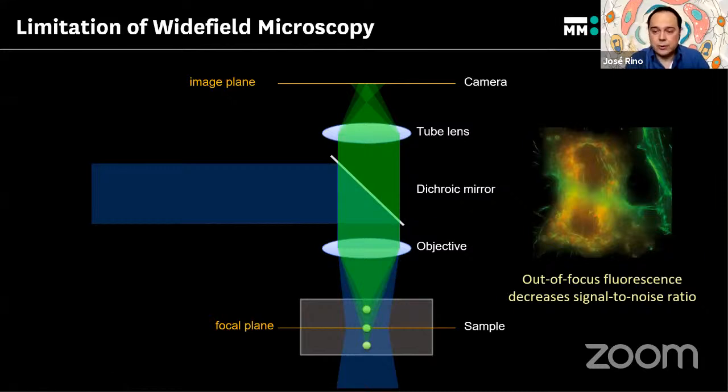You'll have out-of-focus fluorescence from planes above and below the focal plane, which will add blur and basically decrease your signal to noise ratio on a wide field microscope. And this gets more problematic the thicker your sample is. If you have a thin sample, you can get a focused image if you use a low NA objective. But as your sample gets thicker and thicker, it might even be impossible to resolve anything in the sample.